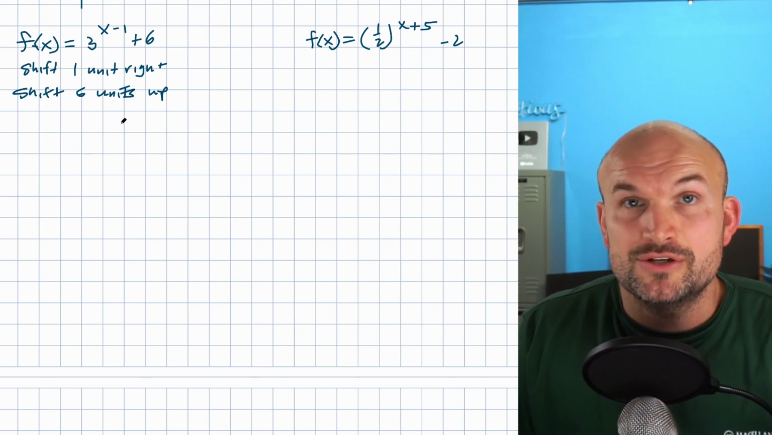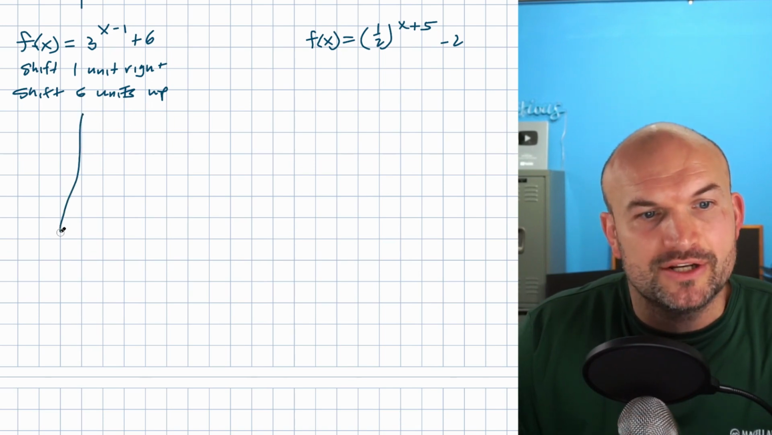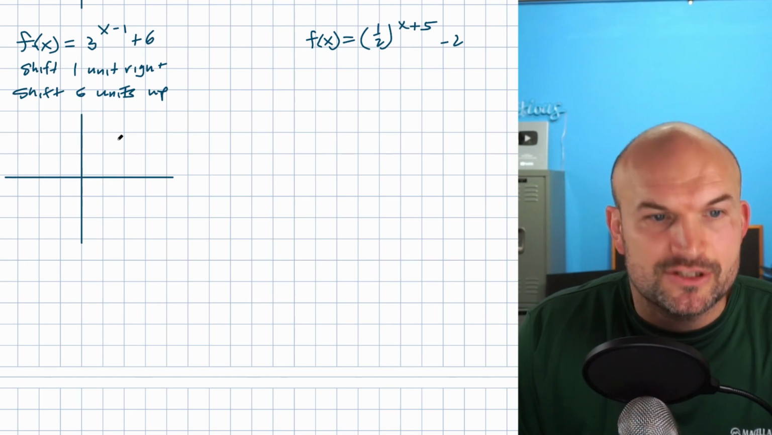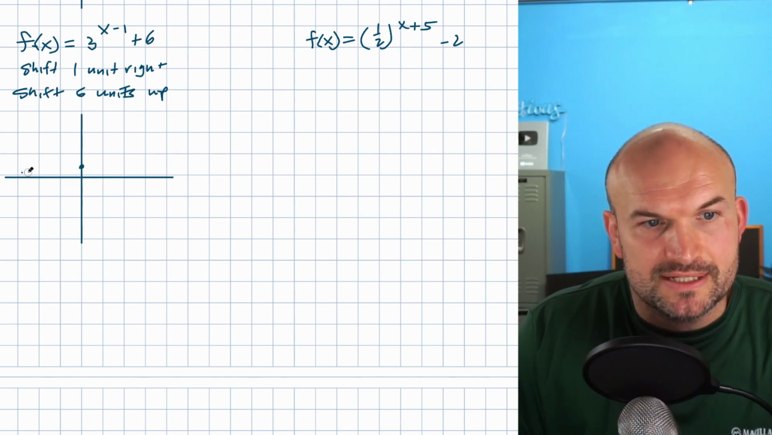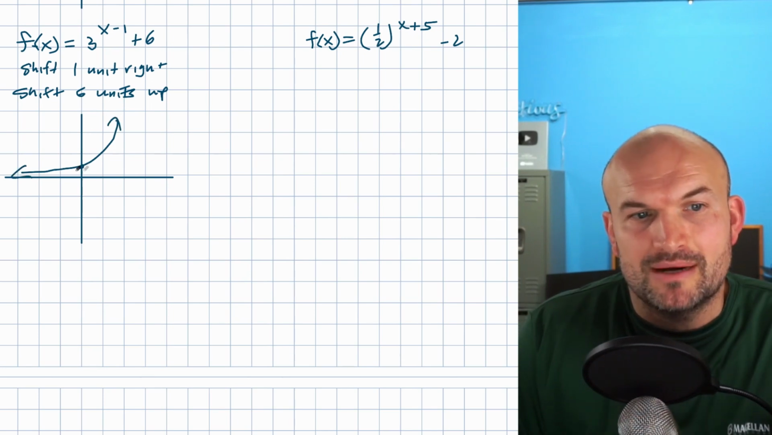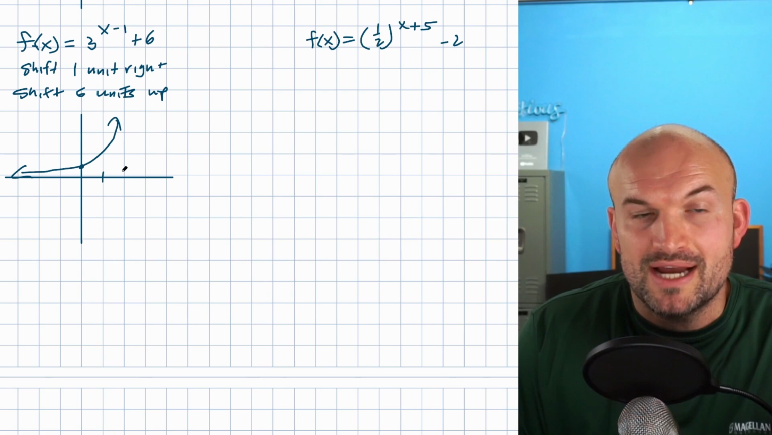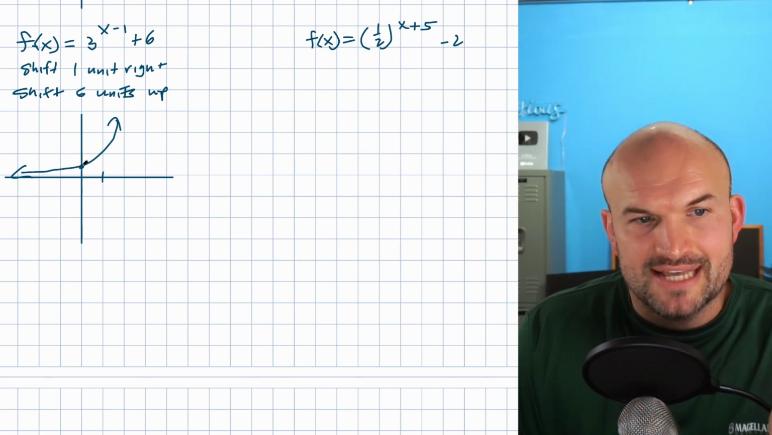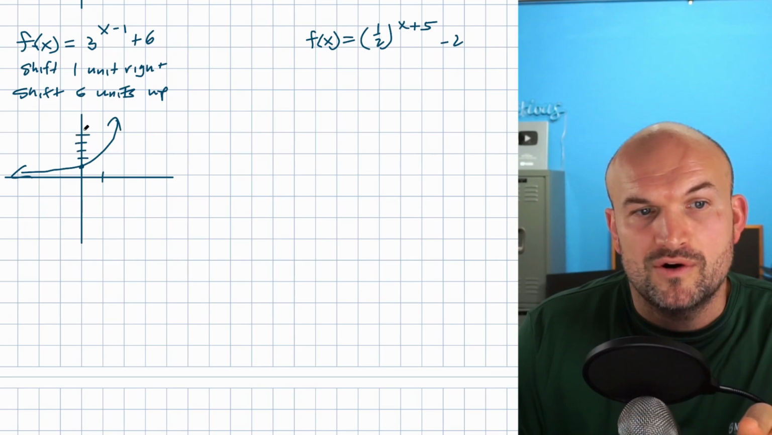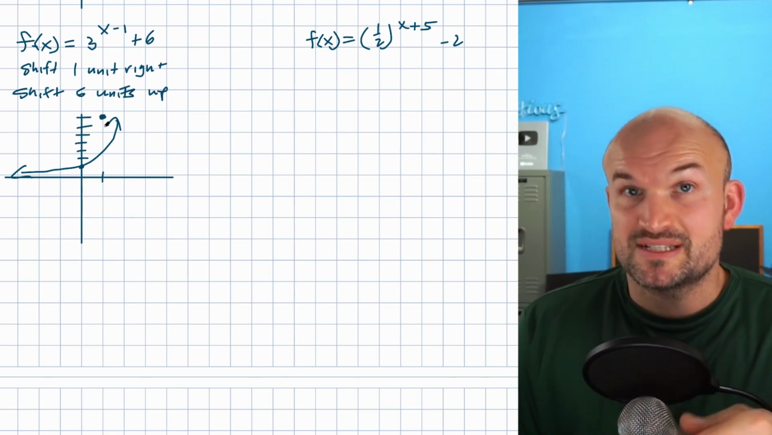Okay, now, if we want to sketch this graph, basically all we need to do is take the parent graph and then just apply some transformations, right? So my parent graph here looks something like this. Now, if I want to find the new transformations, again, what am I going to do? I'm just going to shift the graph over 1 unit to the right and then up 6 units. So I can take this point, shift it right 1, and then just go up 6 units. So 1, 2, 3, 4, 5, 6. So my new y-intercept is going to be right here.